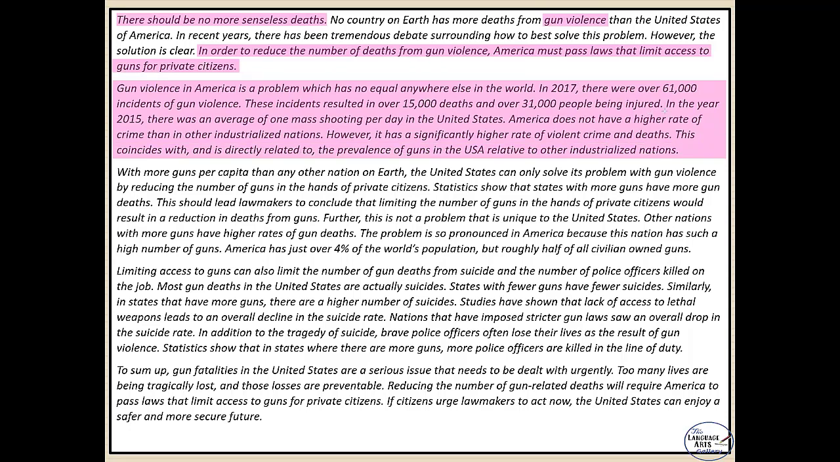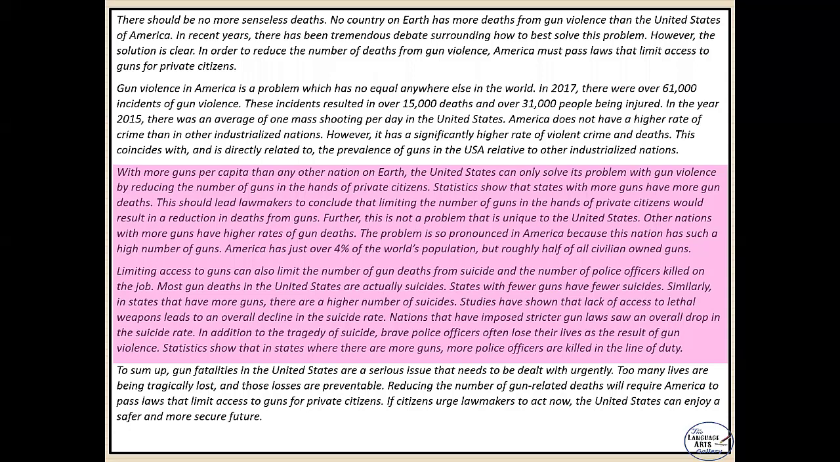Here the author is trying to argue that gun violence is a problem and it needs to be addressed. And you can see the author does a really good job of it. A lot of facts and statistics: over 61,000 incidents of gun violence, over 15,000 deaths, 31,000 people being injured, an average of 1 mass shooting per day. So these are all very strong, very compelling. So even if you don't agree with the author's opinion, here he's at least presented his case that this is something that needs to be addressed.